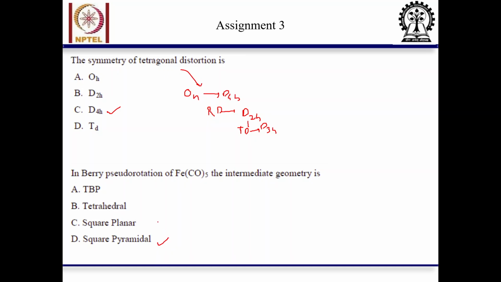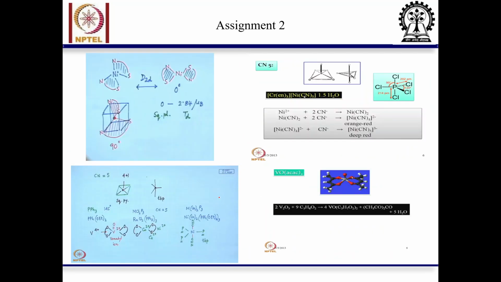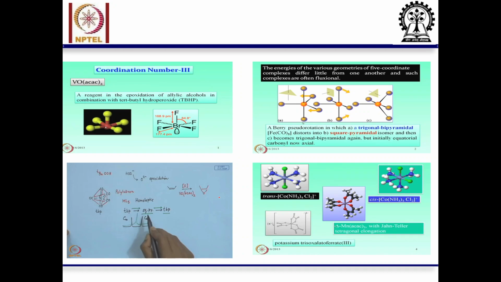That is the square pyramidal. So basically, it will be first in TBP, then it will go to square pyramidal, and then finally it will come to TBP. That is the Berry pseudo-rotation. How it is happening, I will just show you how Professor has told. So yeah, first it is the TBP.